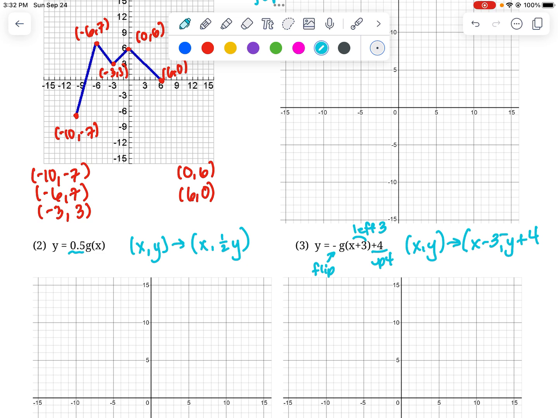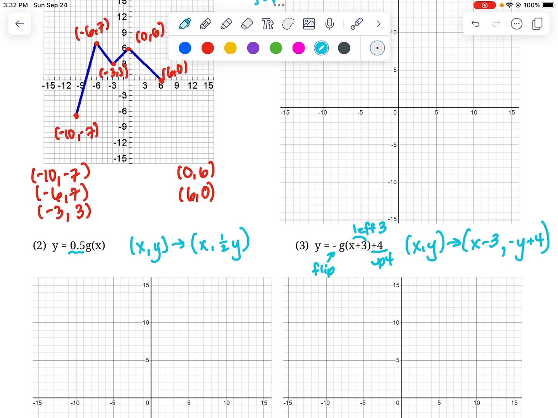Negative, that's maybe a little unclear to see. Let me try writing that again. Negative y plus 4 is what I was trying to say. Okay, so those are the rules that each of these equations suggests.